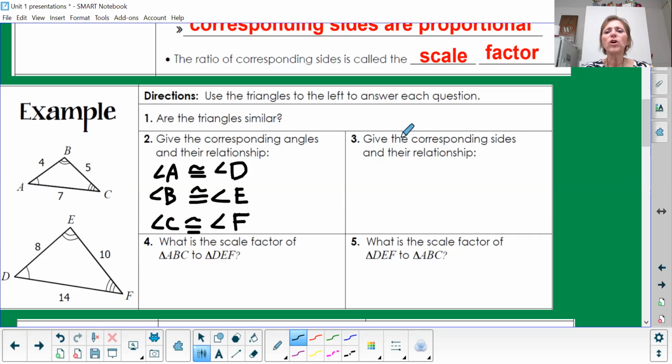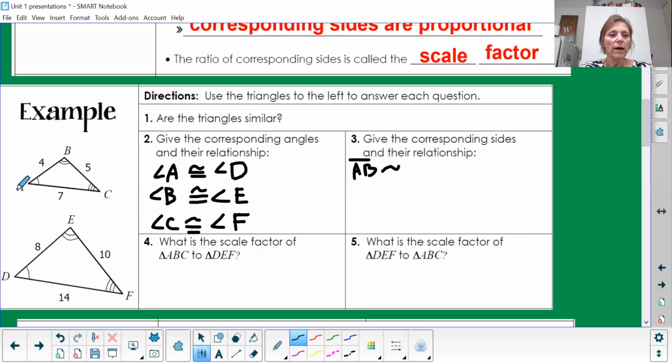Okay, give the corresponding sides and their relationships. Okay, the sides. This is not side 4, it is not side 5 or side 7. This is side AB. So I'm going to write AB. And it is proportional to, so we're going to put similar because it's not equal. It's proportional to, oh, and let's put this up here. This means it's not a ray, it's not a line, it's a line segment. So when it stops and stops, line segment. Okay, now what is it similar to? I'm sorry, I don't know why I'm writing that.